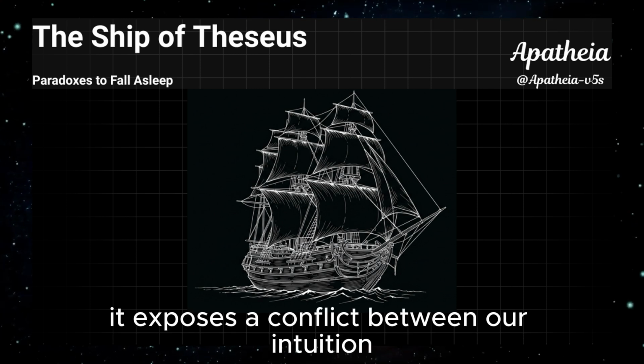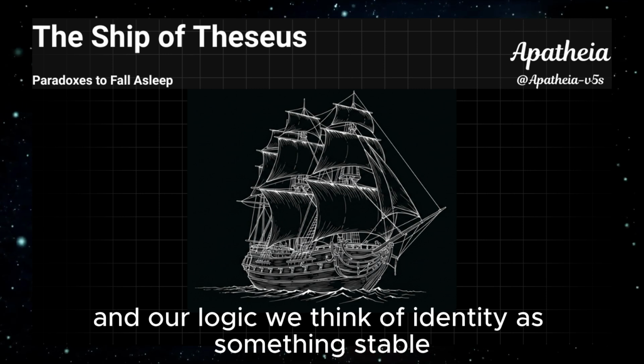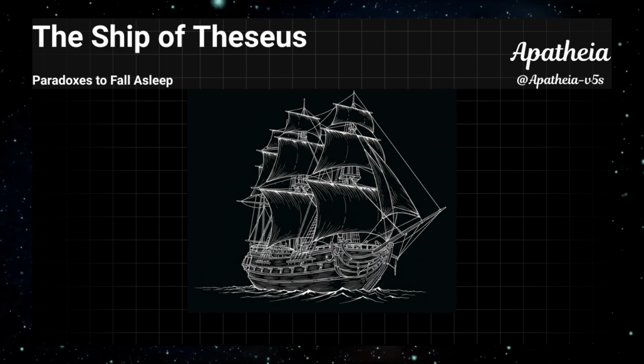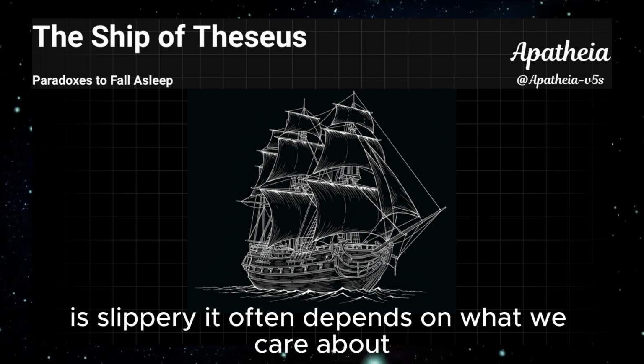It exposes a conflict between our intuition and our logic. We think of identity as something stable. You are you. A tree is a tree. A ship is a ship. But identity, especially over time, is slippery. It often depends on what we care about.